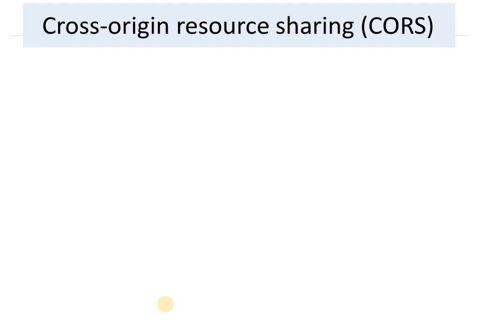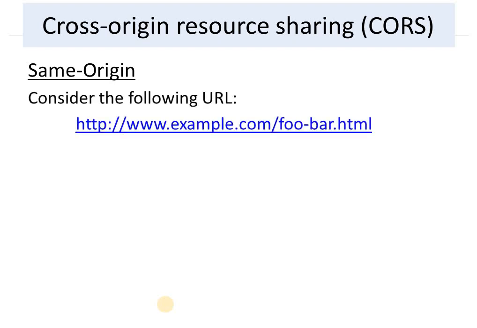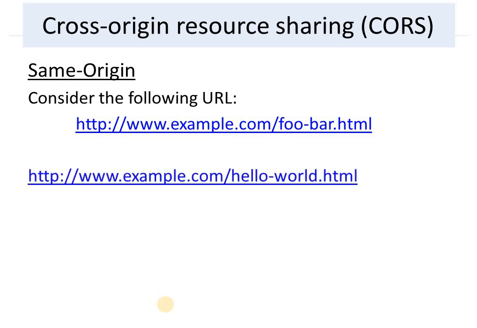So first we will learn the security policy named same origin. What does it mean? For example, consider a URL like this: HTTP, which is the protocol to be followed during communication. After that, the domain, that is www.example.com, and our resource is foobar.html, that is our web page. Let's just assume right now I am on this page, and I am navigating from here to here.